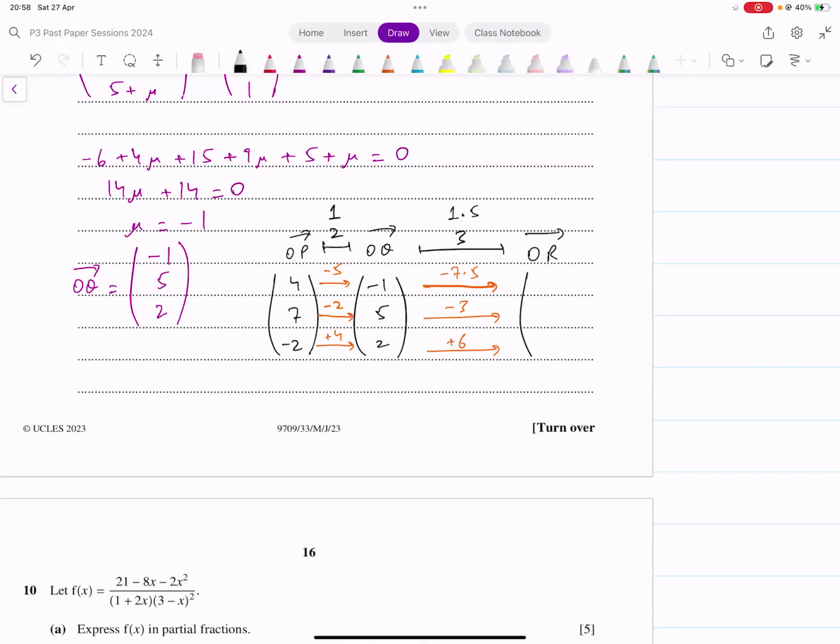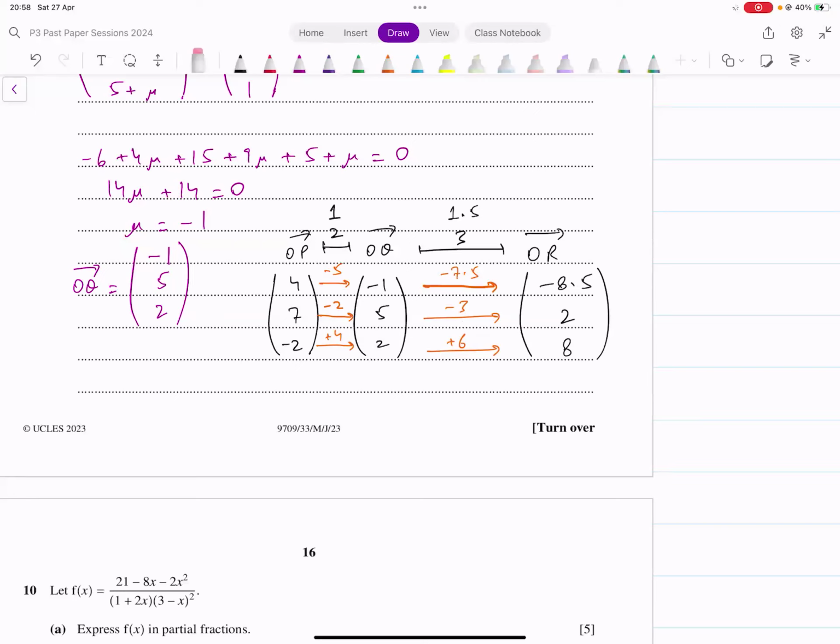And that point R, therefore, would be minus 1 minus 7.5, that is minus 8.5. Minus 2 minus 3, that is minus 5. And 2 plus 6, that is 8. This should be the position vector of the point R. Okay, sorry, 5 minus 3. That's actually 2. Minus 8.5. Let me check this again. Minus 1 minus 7.5, that's minus 8.5. And then 5 minus 3, that's 2. 2 plus 6, that's 8. And that is the result that we get from this.